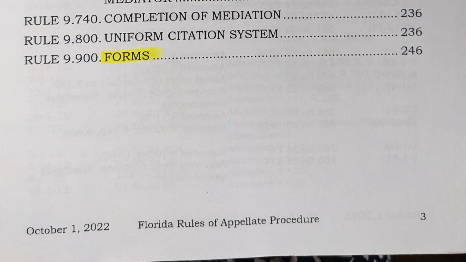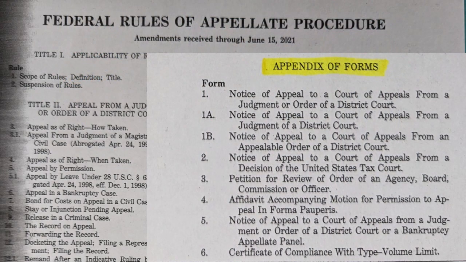In Florida, you look to Chapter 9, which is the Rules of Appellate Procedure, but specifically 9.900. That is literally the whole chunk of the court rules devoted to appellate court forms. And in the federal rules of appellate procedure, there's actually an appendix of court forms that's specific to forms for appeals. Now, besides court rules and court forms, what else could be useful?